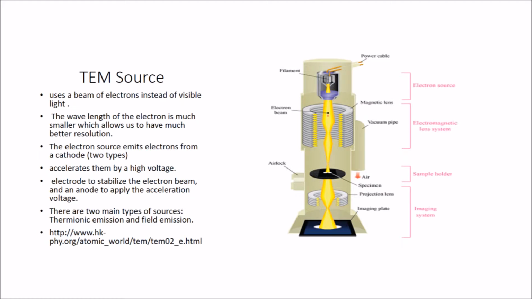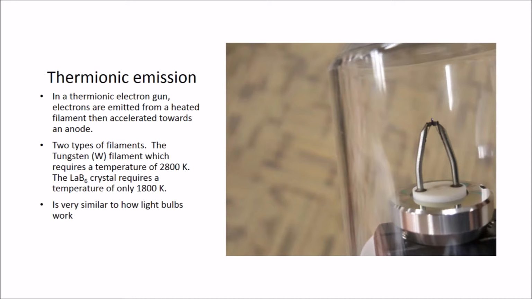And there are two main types of sources, thermionic emissions and field emissions. In the thermionic electron gun, the electrons are emitted from a heated filament, then accelerated towards an anode. There are two types of filaments used: the tungsten filament, which requires a temperature of 2800 Kelvin, and the LaB6 crystal, lanthanum hexaboride, which requires a temperature of only 1800 Kelvin. The LaB6 crystal is much more robust and has a longer life than the tungsten, and is becoming the filament of choice in the electron gun.